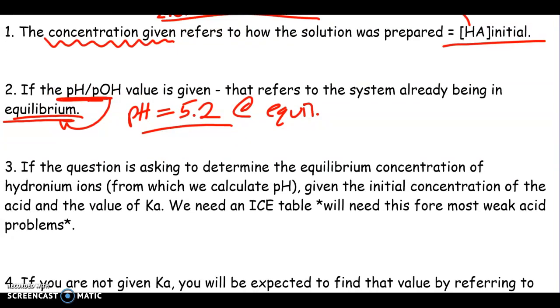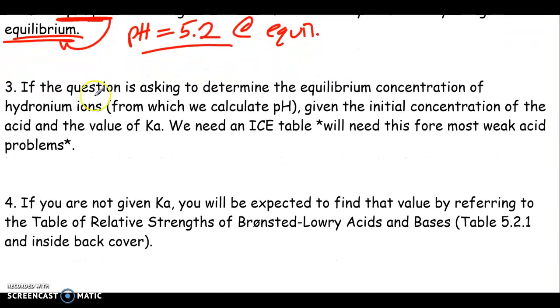Number 3, if the question is asking you to determine the equilibrium concentration of hydronium ions, you would have to create an ICE table. So we've already talked about this. The initial concentration is not enough to go by to solve for hydronium because, since you have equilibrium happening, you would need to set up a Ka expression. So this is something we've already talked about.